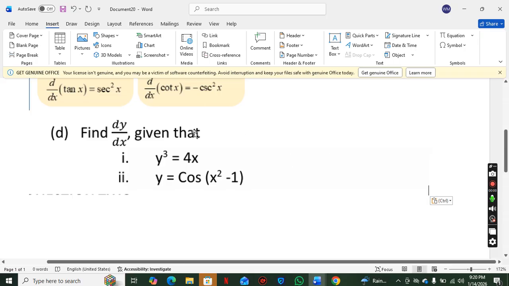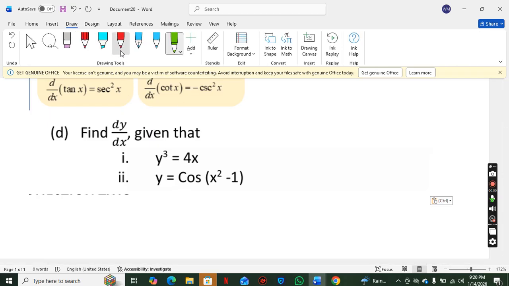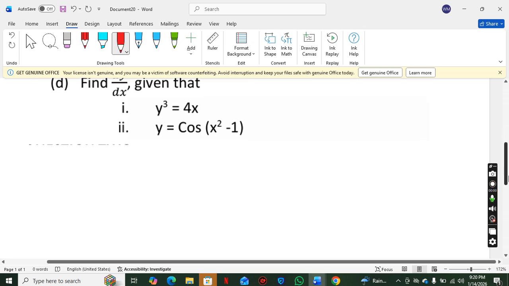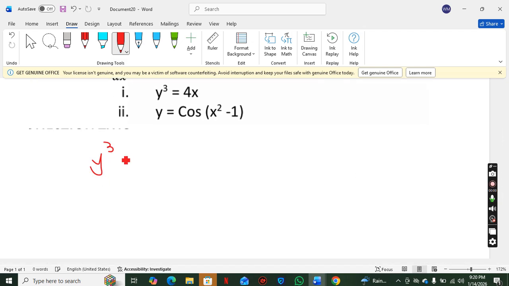What's going to happen is we're going to derive this y cubed and we're going to derive this 4x. So I'm going to say here y cubed equals 4x. So we're going to derive.